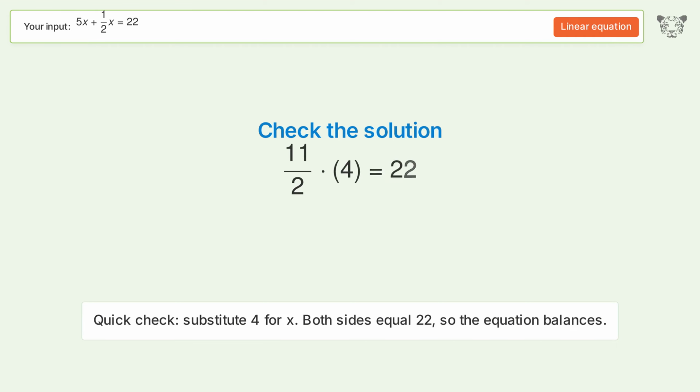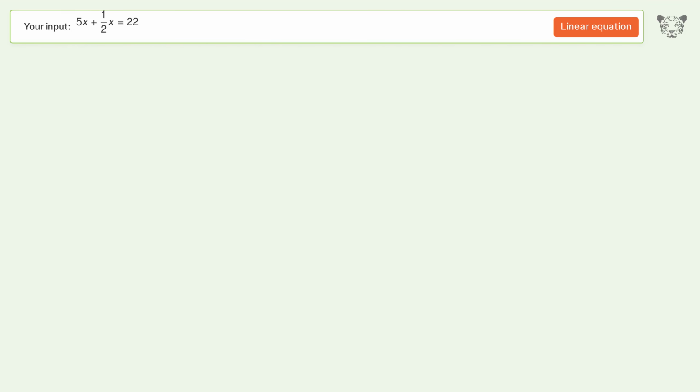Quick check, substitute 4 for x. Both sides equal 22, so the equation balances. So, x equals 4.